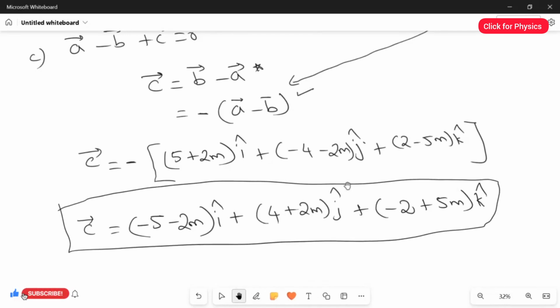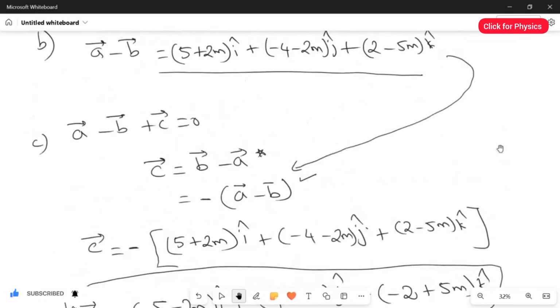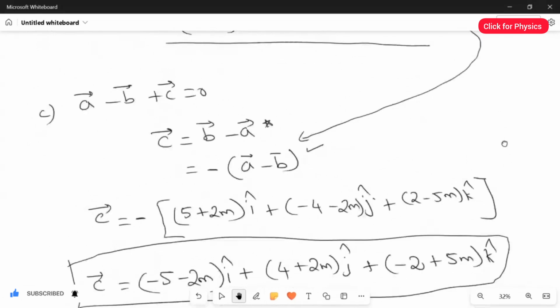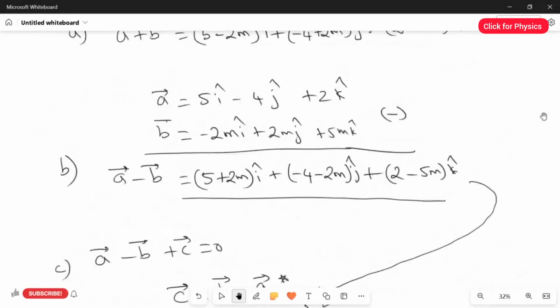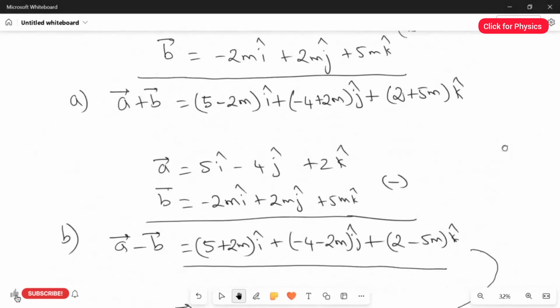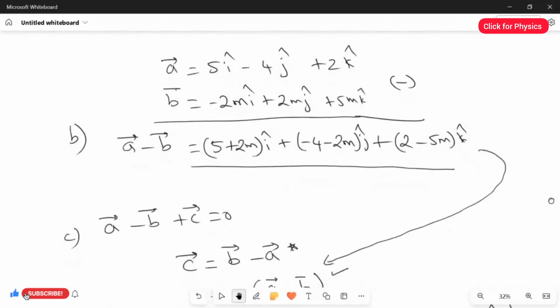Clear? So while you are getting the answer for this type of question, please do it carefully. Clear? So these are all the answers for part A, part B, and part C.